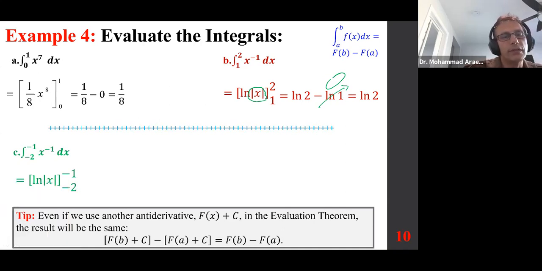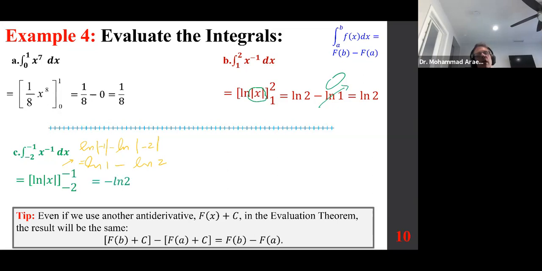So we end up with ln of absolute value of -1 minus ln of absolute value of -2. If you don't have an absolute value, logs, or in this case, natural logs, are not defined for negative numbers. So the answer is undefined. That's why you must use the absolute value. So ln 1 minus ln 2, and I hope by now everybody knows ln 1 is 0. So negative ln 2 is your final answer.